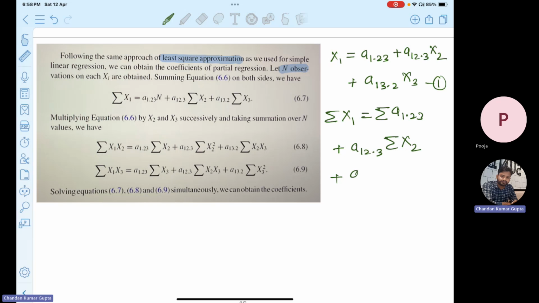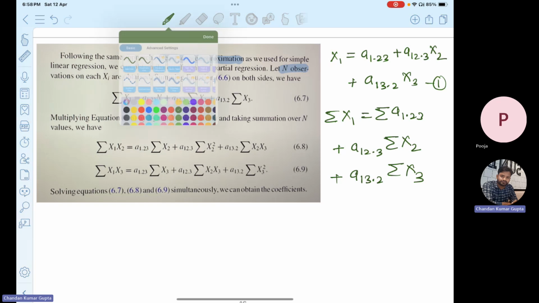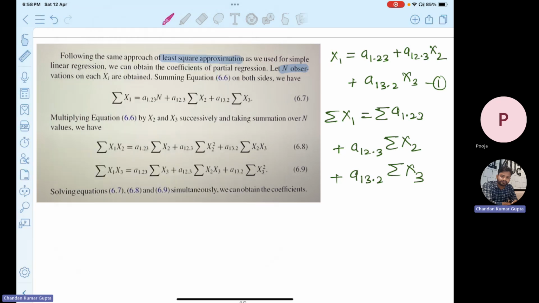And the last, a13.2 summation over x3 is there. Okay, simple. So this is one normal equation. Also, a1.23 is a scalar or a constant number, so it is repeated n number of times, so it is multiplied by n. So that is also written in this form.